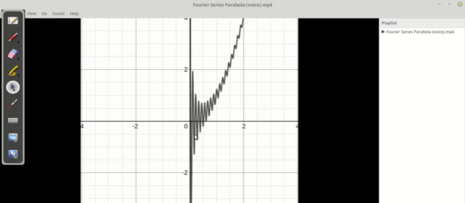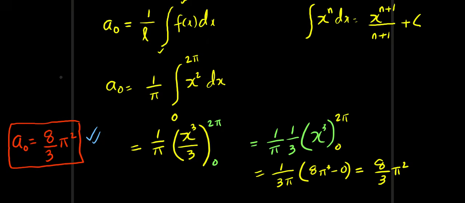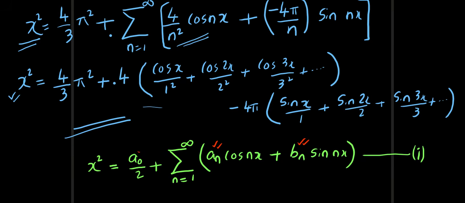And again I am going back and forth, and you can see that when the number of terms is very less, it doesn't look like a parabola, but when you keep on adding more and more terms in the series, it becomes a parabola. So that's it, my friends. We'll stop this video here.